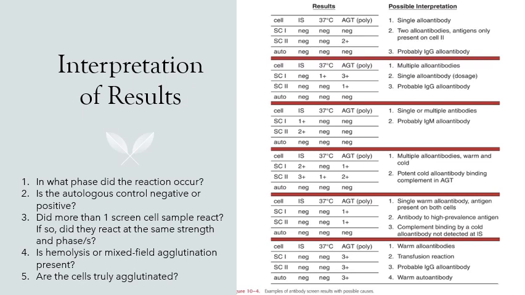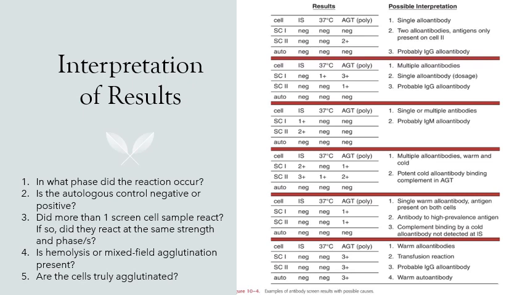Autologous control is the patient's RBC tested with the patient's serum or plasma. A positive reaction indicates that the patient has autoantibodies. Third is, did more than one screen cell sample react? More than one screen cell may be positive when: 1. a patient has multiple antibodies, 2. the target antigen of an antibody is found in more than one screen cell, and 3. a patient's serum contains autoantibody.